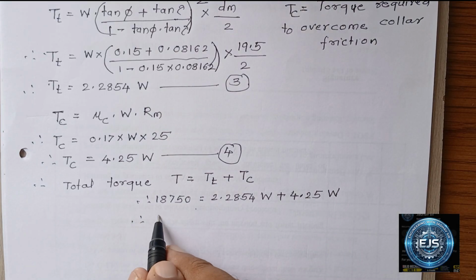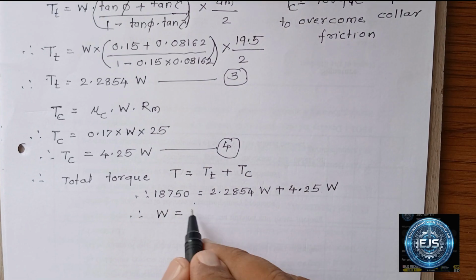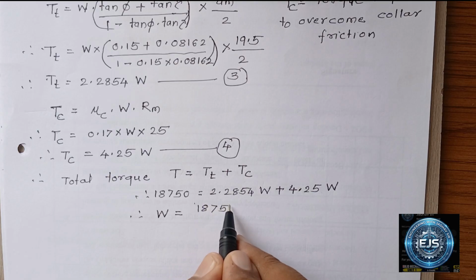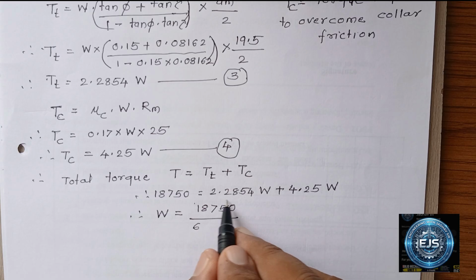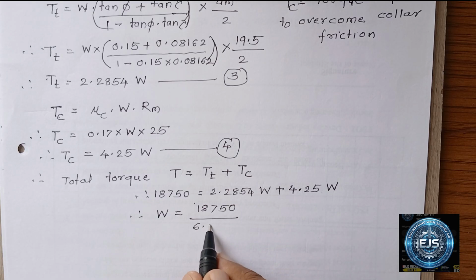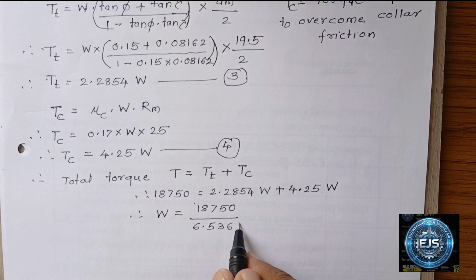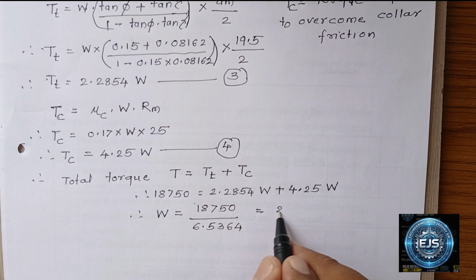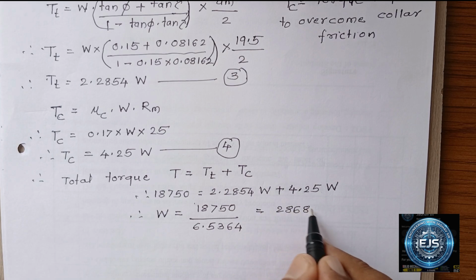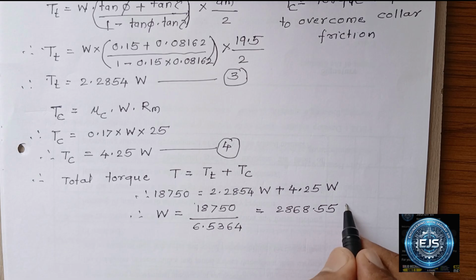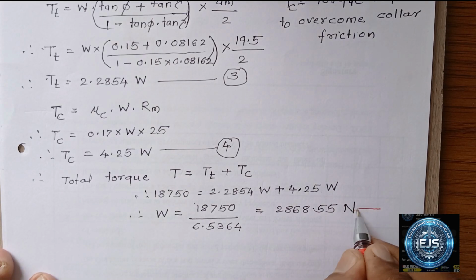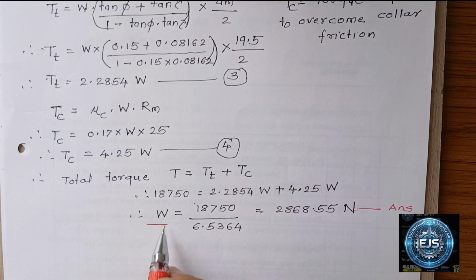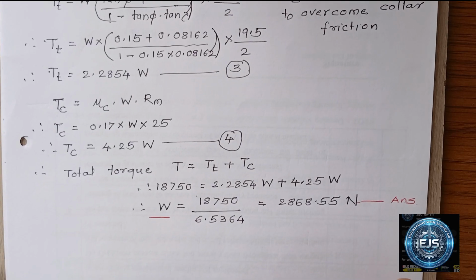So from here we will get the value of W, that is the clamping force: 18,750 divided by the addition of 2.2854 plus 4.25, which is 6.5364. So we get the value of the clamping force, 2868.55 Newton. This is the answer in this problem, the clamping force developed between the jaws. This is our first answer.